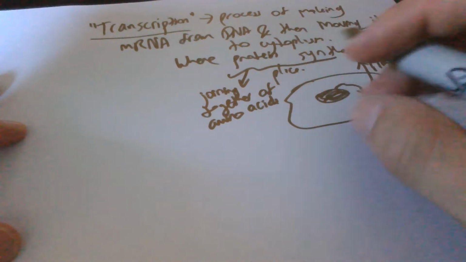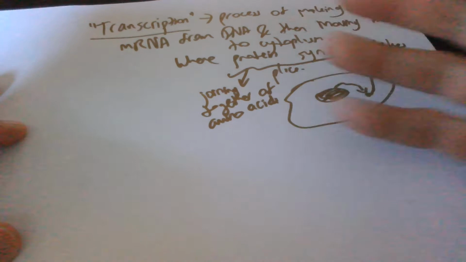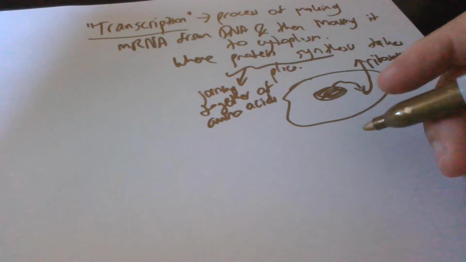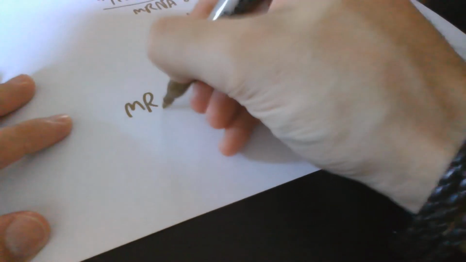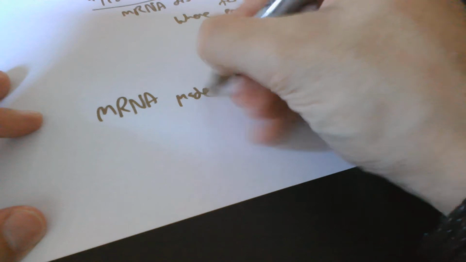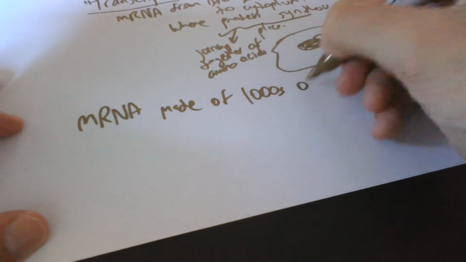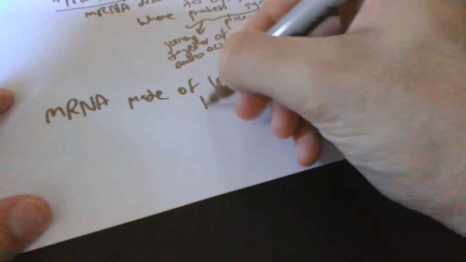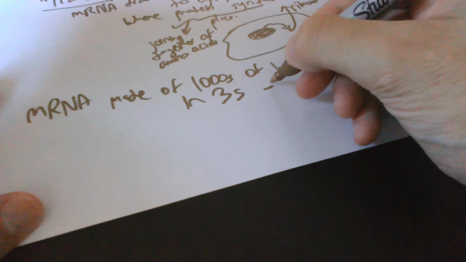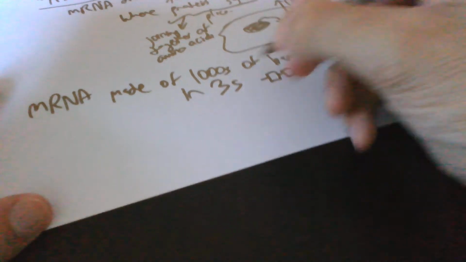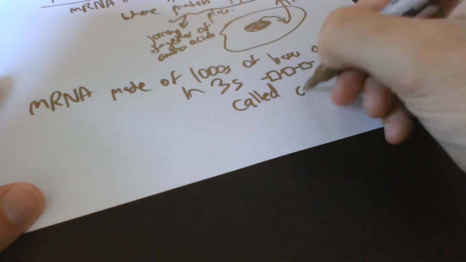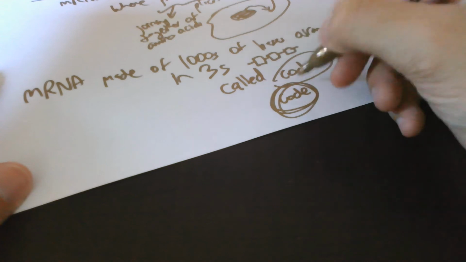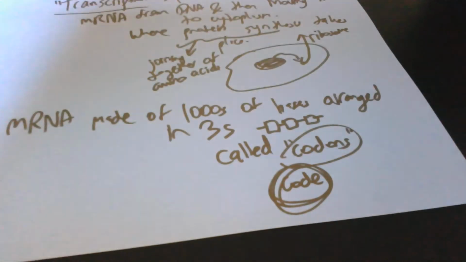And basically, our mRNA is made of thousands of bases, right? Arranged in threes, called codons. Okay, so mRNA is made of thousands of bases, okay, arranged in threes. Think of them as Lego linked together. Okay, these have a name and they're called codons. Think of the word code, okay? They encode information. Okay, so codons is a word you should know.